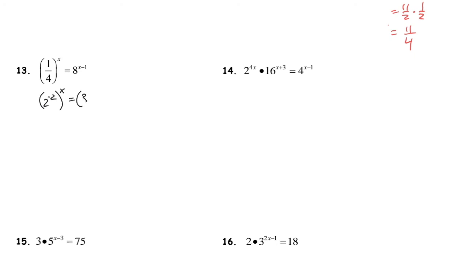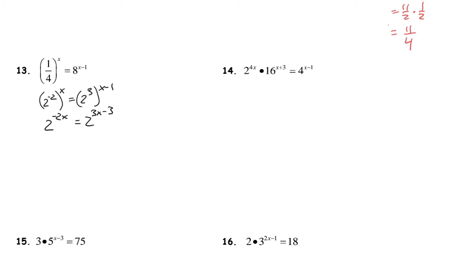And then over here, sorry, I was too quick with the 3. What I meant was 2 cubed to the x minus 1. So on the left-hand side, I've got a power of a power, so it's going to be 2 to the negative 2x. And on the right-hand side, I've got to remember to distribute the 3. It's 3 times that x minus 1, so 3x minus 3.